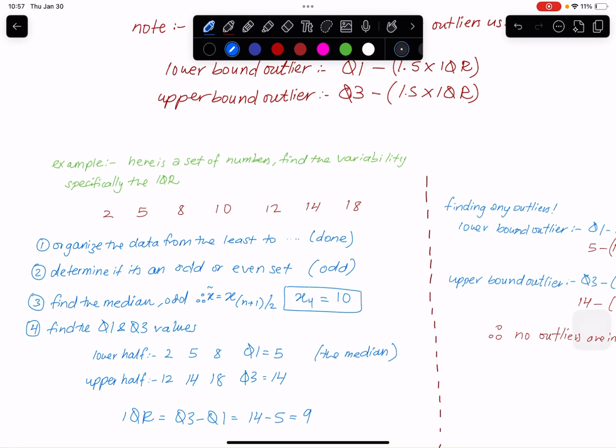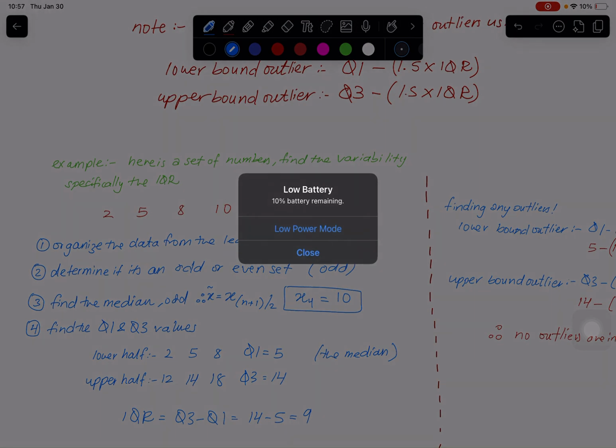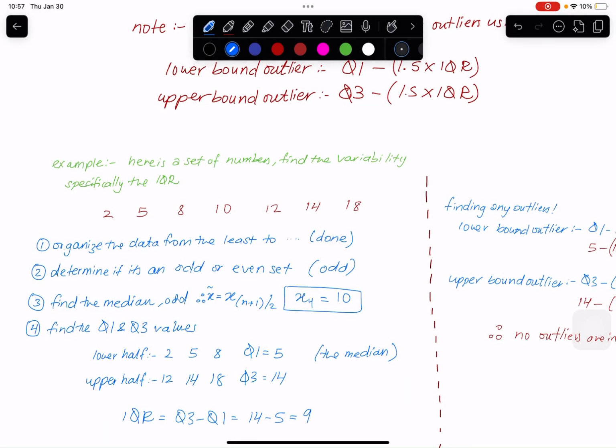So for example, they gave you a set of numbers and told you to find the IQR, or for example to find the range. This is the least they could ask. They ask what is the variability of the data set, using the range, for example. What you're going to do is take the highest number minus the lowest number. This is the range. Range is equal to 18 minus 2, which is 16. So this is the range or the variability of the set using the range.